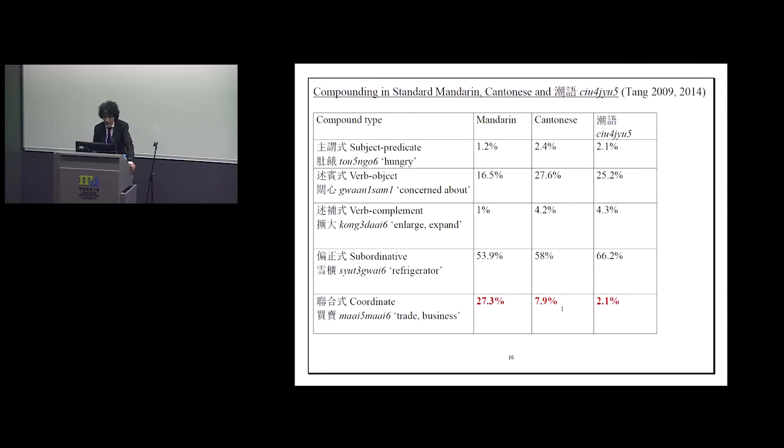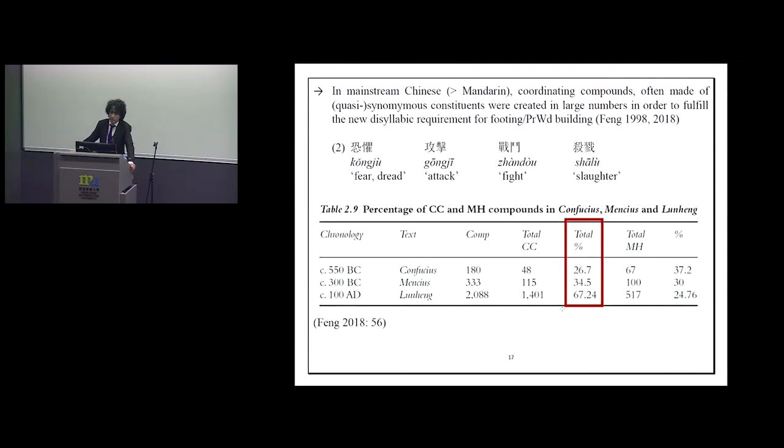And this is relevant because we know that in the mainstream Chinese tradition from which Mandarin originates, coordinating compounds were often created precisely because they wanted to fulfill the disyllabic requirement for the prosodic word, which I mentioned before. So you have lots of compounds which are created of, I wouldn't say synonymous, but quasi-synonymous morphemes like Kongji, Gongji, Jiandou, Shalo. So one of the reasons for the creation of these words apparently was just to fulfill this disyllabic requirement.